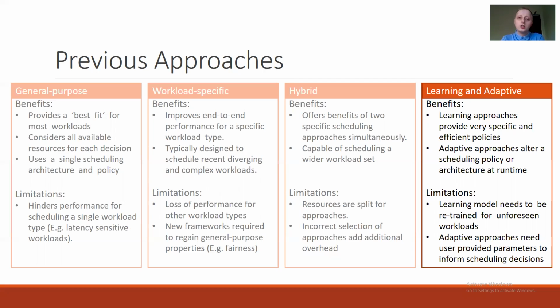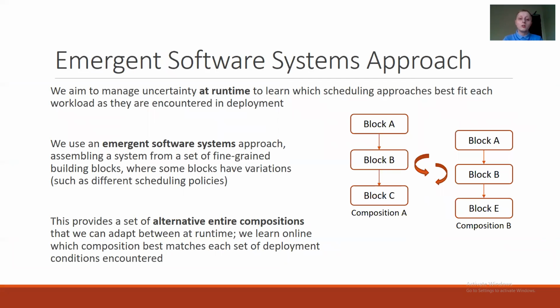This highlights a key issue with both learning and adaptive approaches, where the handling of uncertainty is managed at the design phase of the framework. This can be seen with the need for offline training in learning approaches, and the need for domain-specific knowledge in adaptive approaches. Therefore, we aim to manage uncertainty at runtime and learn which scheduling approach best fits each workload as they are encountered in deployment.